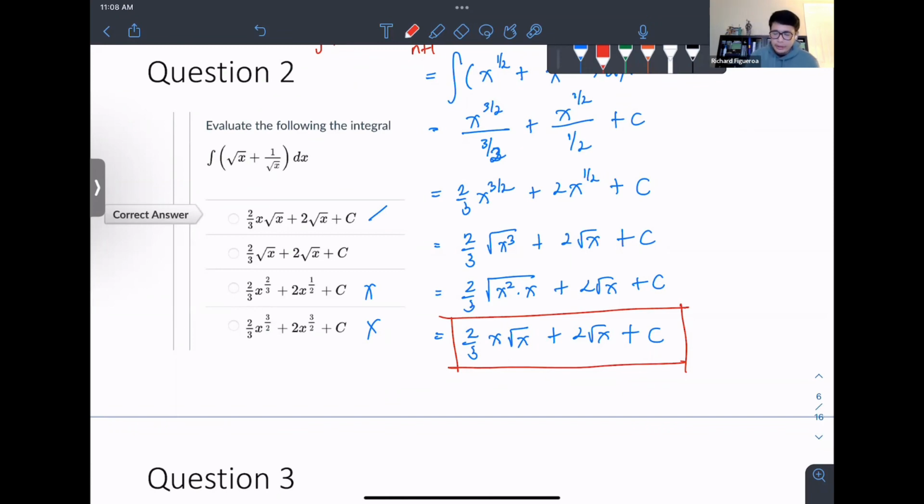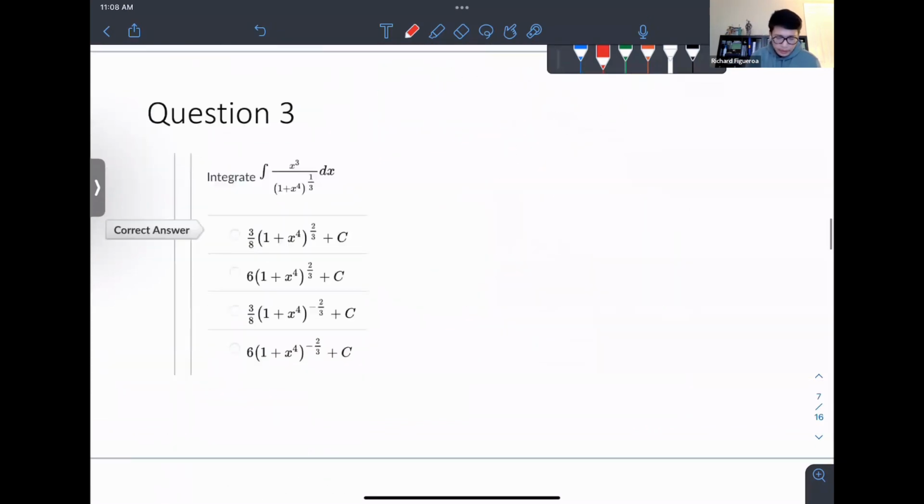Okay, so that's for question number 2. For question number 3, I'm assuming that the u here is 1 plus x squared. So once I derive that one, I'll get a 4x cubed.